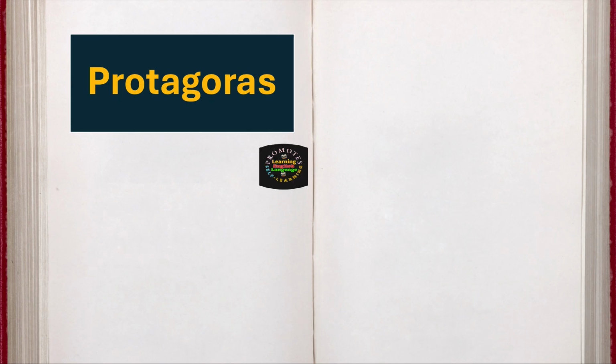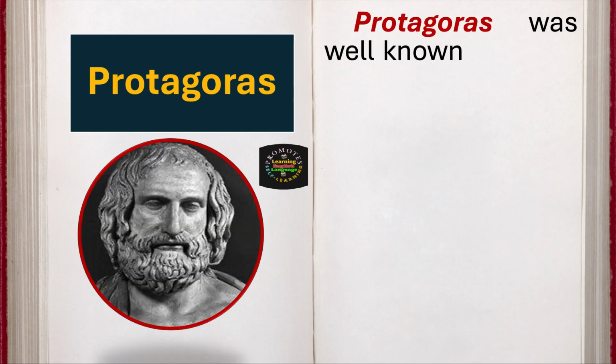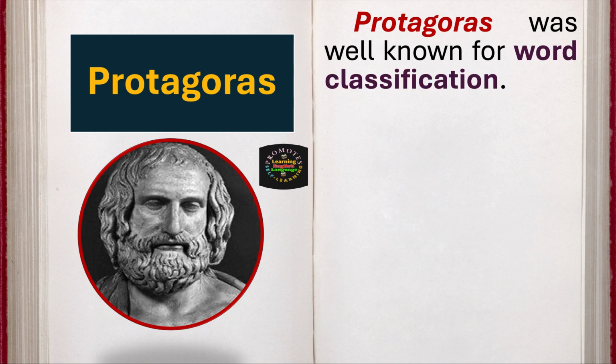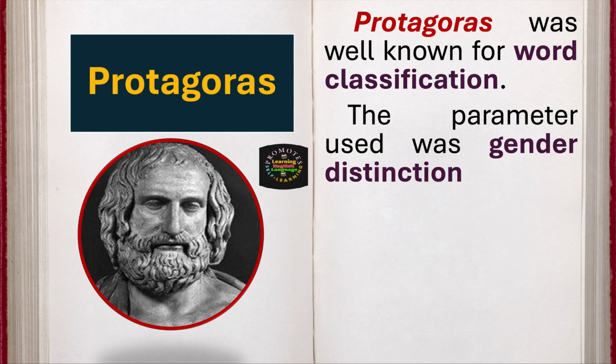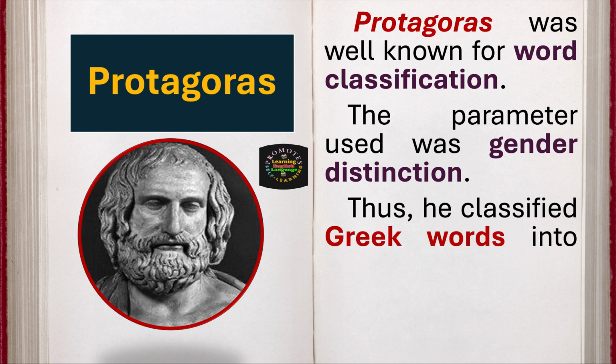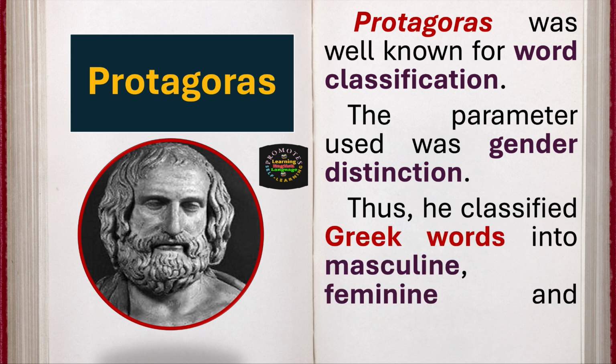The first one is Protagoras. Protagoras was well known for word classification. The parameter used was gender distinction. Thus, he classified Greek words into masculine, feminine, and neuter. That is his contribution in the field of linguistics.